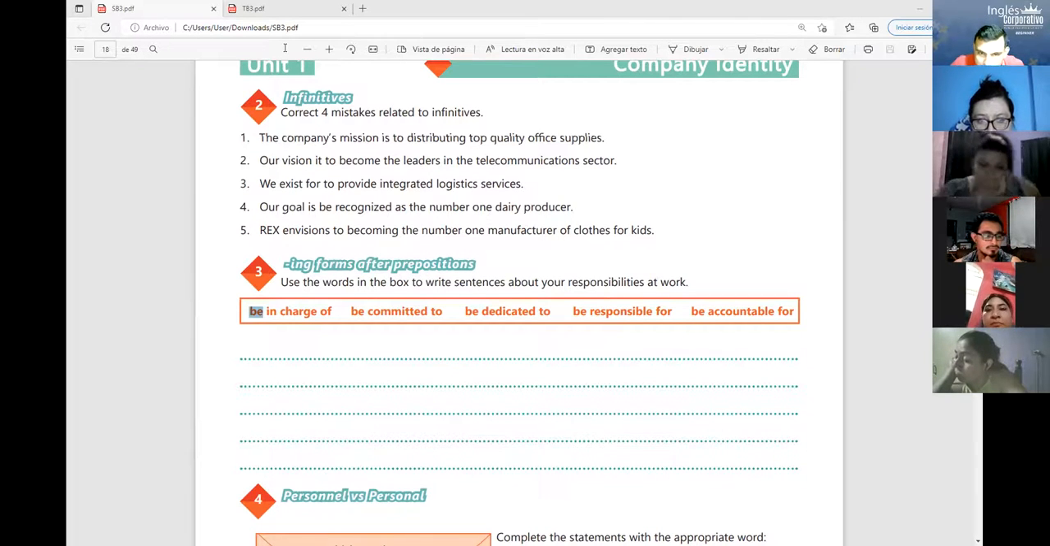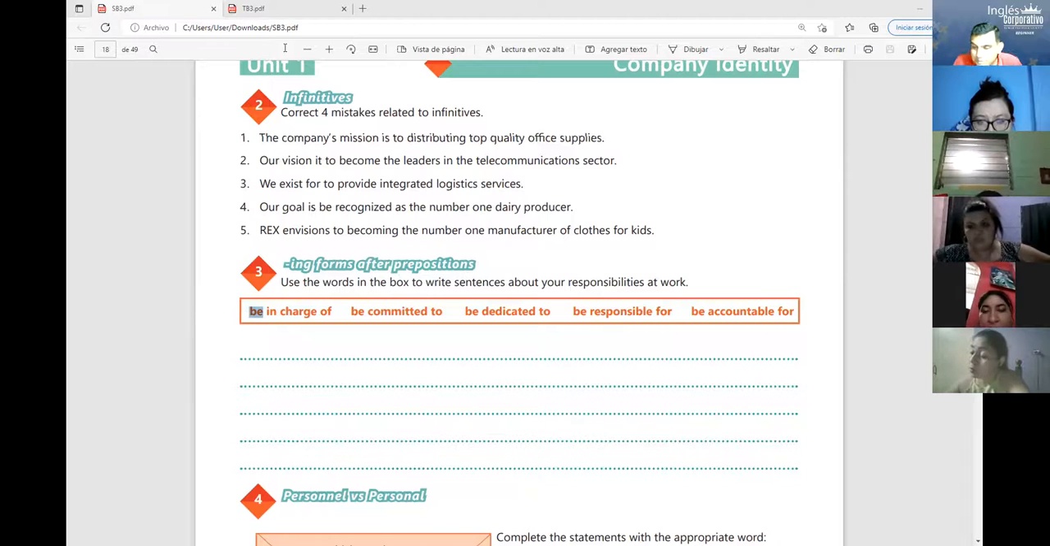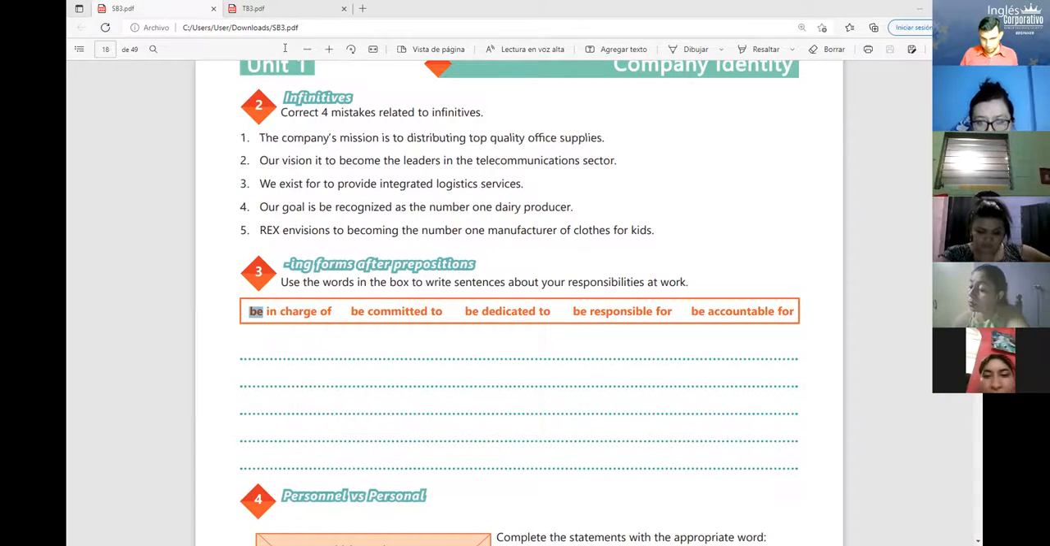Vamos con "be committed to". Me, teacher. Miss Sara, please. "I am be committed to in my work in the program Smart Credit." Excellent. ¿I am be in charge or I am in charge?